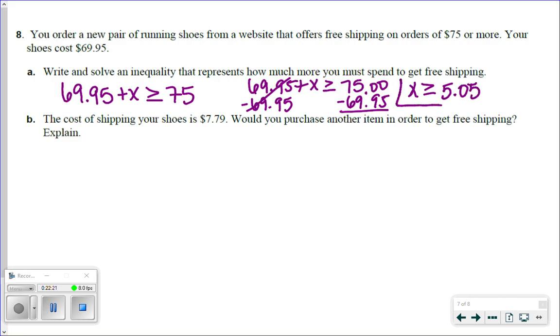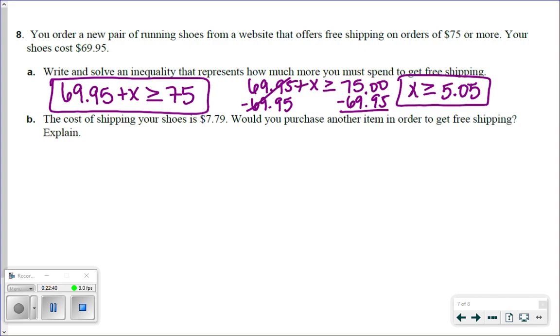So that is what I want to make sure is I spend at least another $5.05 in order to get that free shipping. So here's my inequality, and there's a solution to that inequality. I need to spend $5.05 or more if I want to get the free shipping.